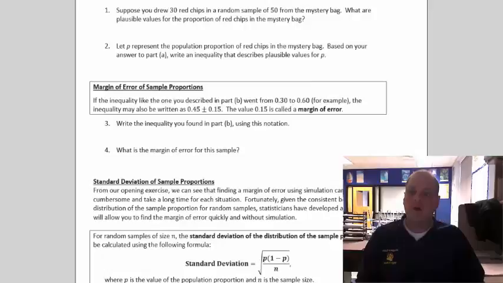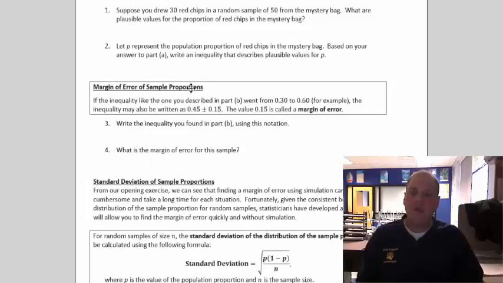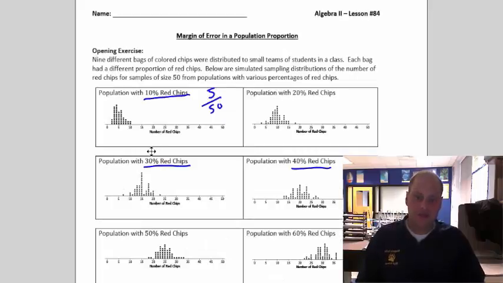All right, so now we're going to take a look at some questions based on these. We're going to go all based on these mystery bags here. Suppose you drew 30 red chips in a random sample of 50 from the mystery bag. What are the plausible values for the proportion of red chips in the mystery bag? So if you drew 30, what do you think the proportion would be?